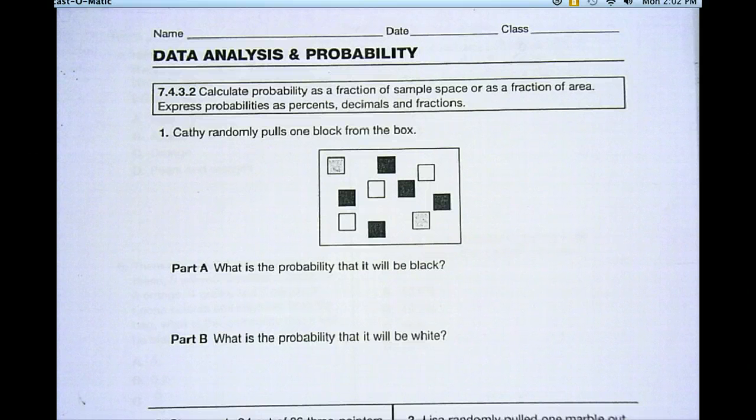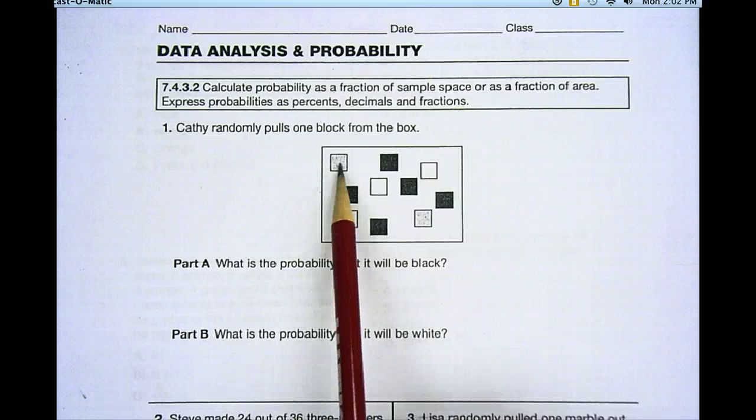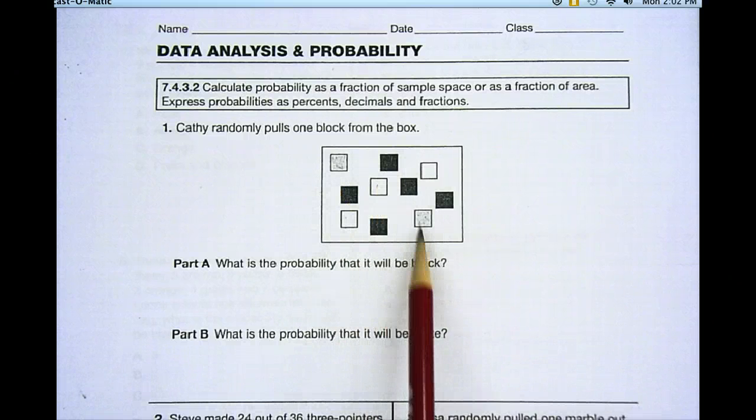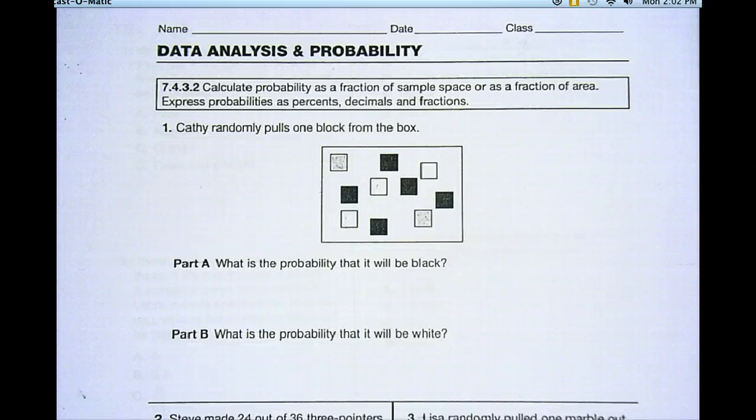Number one looks like this. It says Kathy pulls one block from the box. And if you look at the box, it looks like there are 1, 2, 3, 4, 5, 6, 7, 8, 9, 10 blocks in that box. And it says, what's the probability that it will be black?